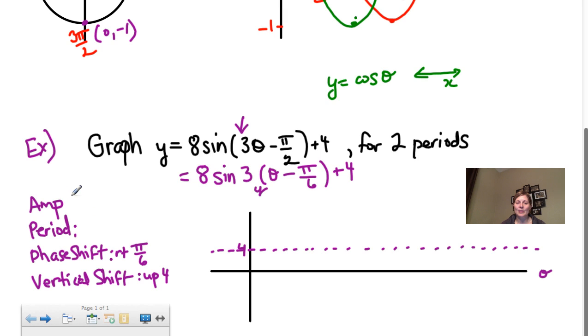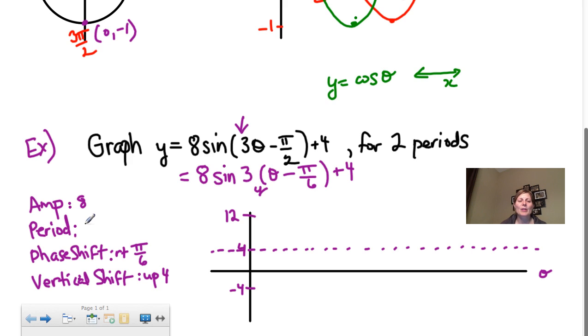The amplitude of this function is given by the a value here. So the amplitude here is going to be 8. What that means is how far above and how far below my axis of curve it goes. So since I have an amplitude of 8, I know that my maximum is going to be 4 plus 8, which is 12. And I know that my minimum is going to be 4 minus 8, which is going to occur at negative 4. So now I have my maximums and my minimums set up.